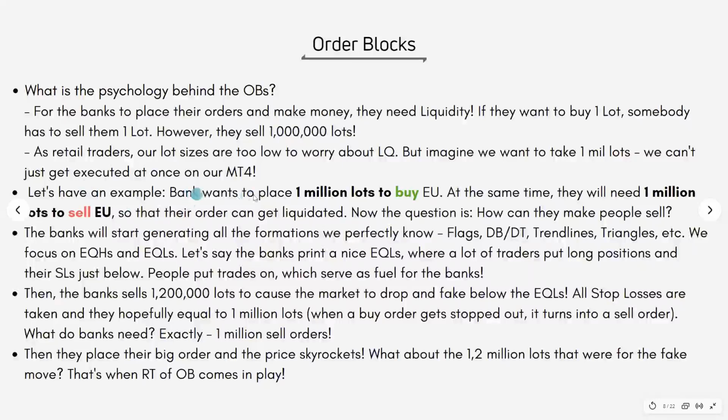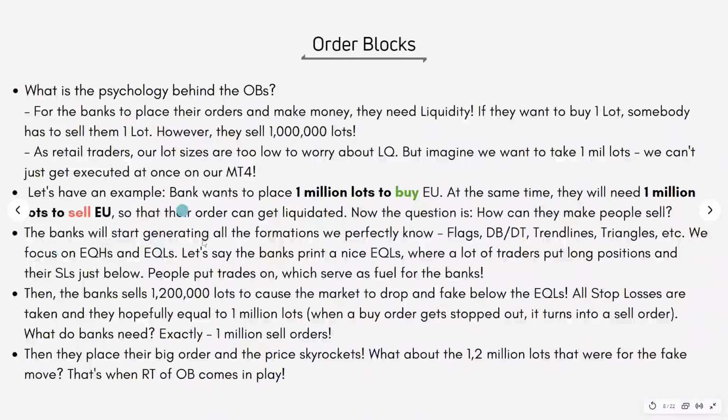Let's say the bank wants to place 1 million lots to buy euro dollar, right? At the same time, they will need 1 million lots to sell euro dollar so that their order can get triggered, because otherwise, I don't know what's going to happen. It's just impossible to do this. There's going to be either a huge gap, and I think it's actually illegal to do those things. I'm not completely aware, but they just need the opposite lot sizes, right? So that their order can get liquidated or just confirmed. Now, the question is how they can make people sell, how they can make 1 million lots of sell orders, right?